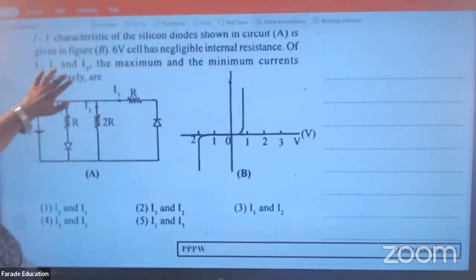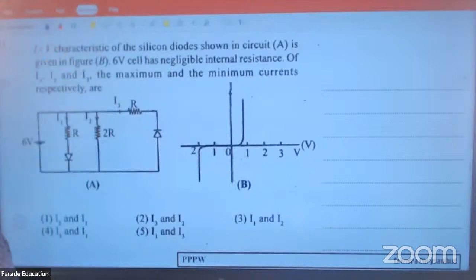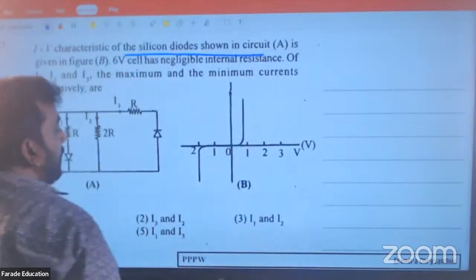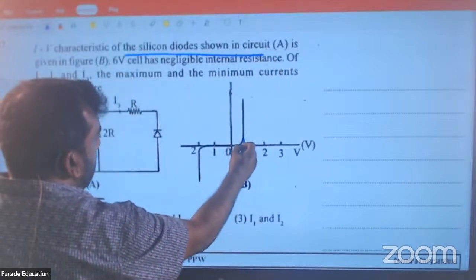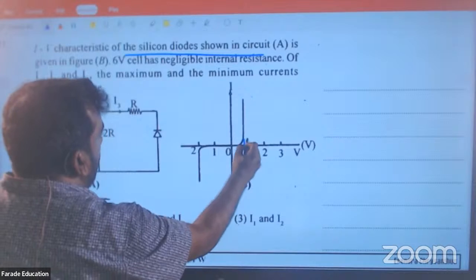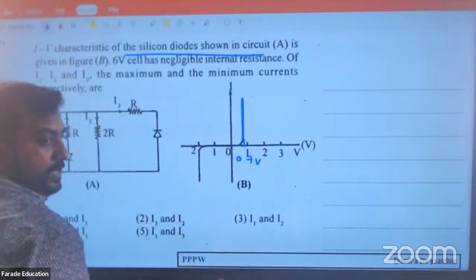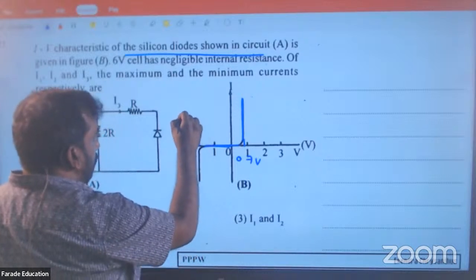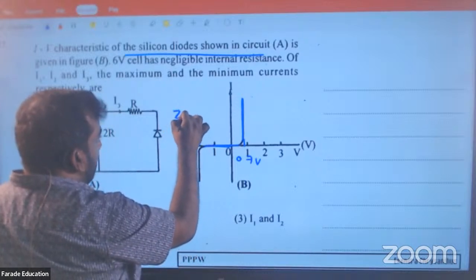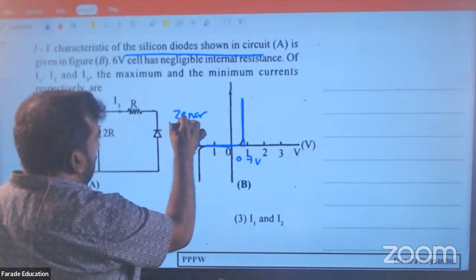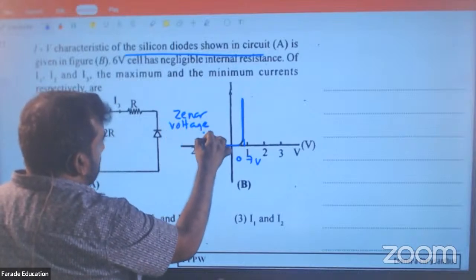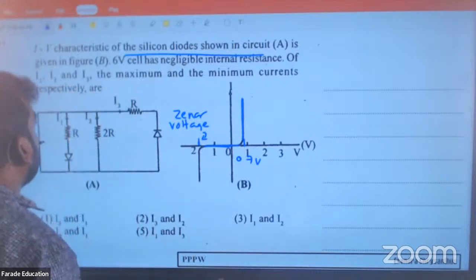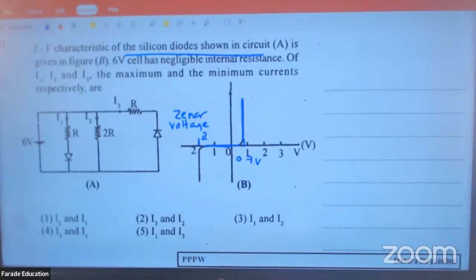Question number 70. IV characteristic of silicon diodes are shown in the figure. That means a silicon diode will work somewhere around 0.7 volt. You have a current going through. If the voltage is less than that, no. But at 2 volts, we have something called Zener voltage, where the diode will work in the reverse bias condition. Right.